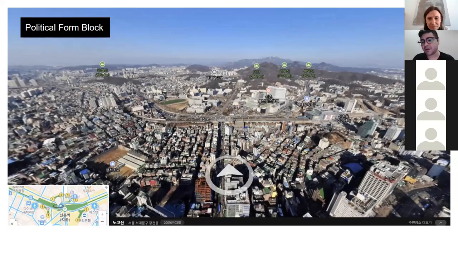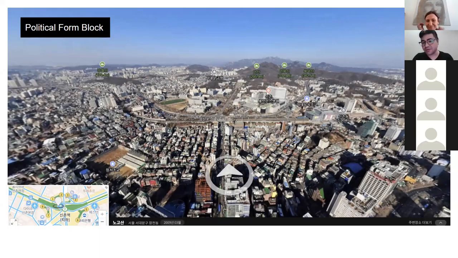The political form block basically forms its own compound, and you can think of it as a gated community that forms its own urbanity inside of itself. During the Joseon Dynasty, those were basically the royal grounds, like palaces, that would have a fortress wall, and then they would build its own city inside of that fortress wall. And the city itself would have its own fortress wall. So it was like a fortress wall inside of a fortress wall.